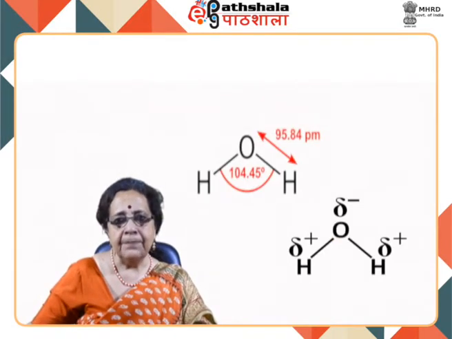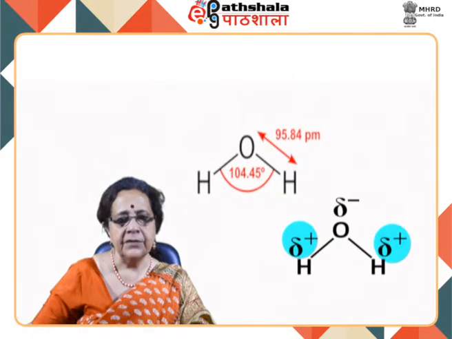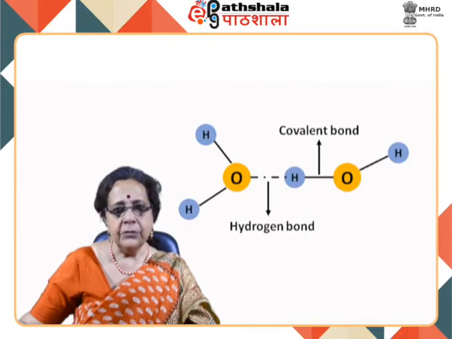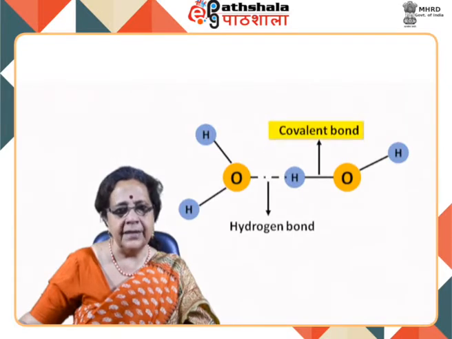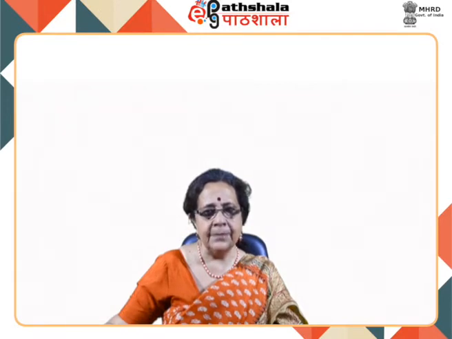Water molecule is bent in shape, and there is a partial negative charge on oxygen as it is more electronegative, and hydrogen has a partial positive charge due to its lower electronegativity. We will study about the nature of the chemical bond in water molecule. In water, atoms of oxygen and hydrogen are bonded by a covalent bond. We will also study about properties like heat capacity, surface tension, and density of water in detail.